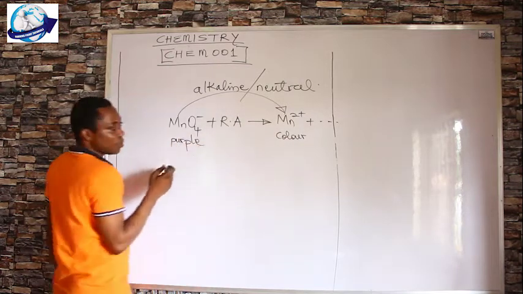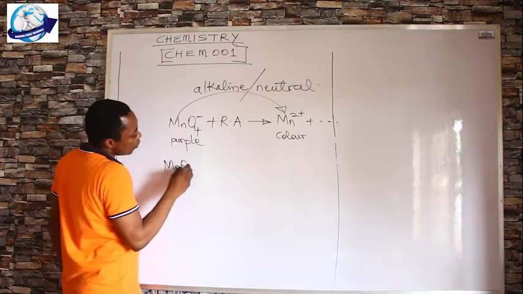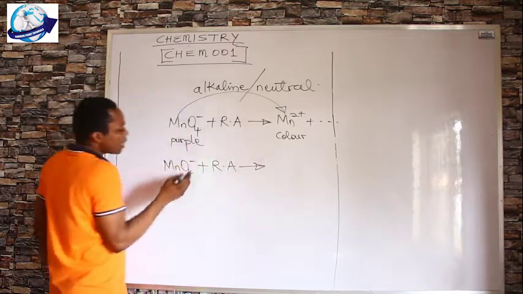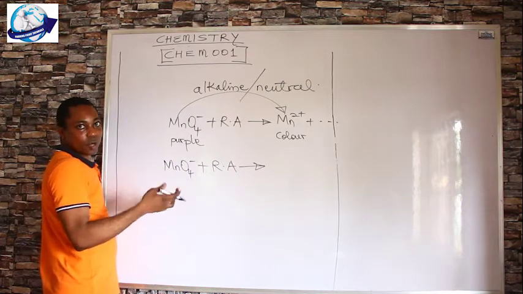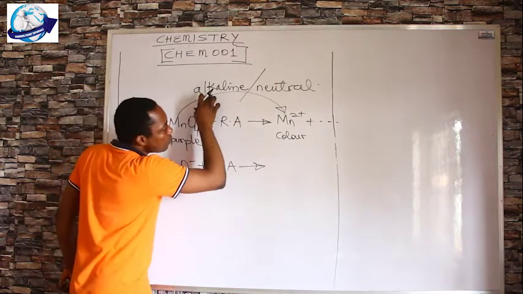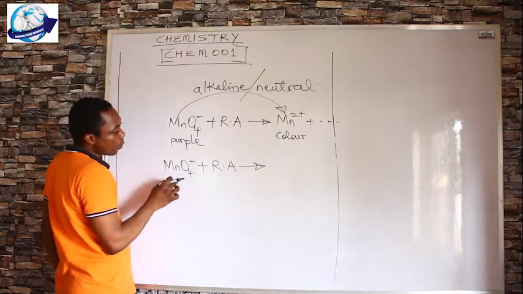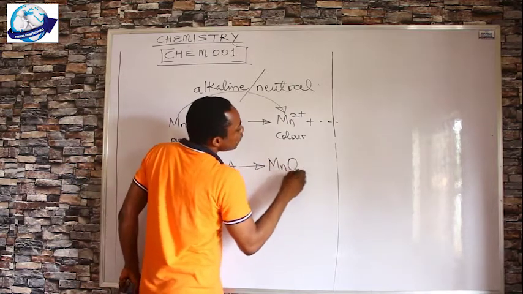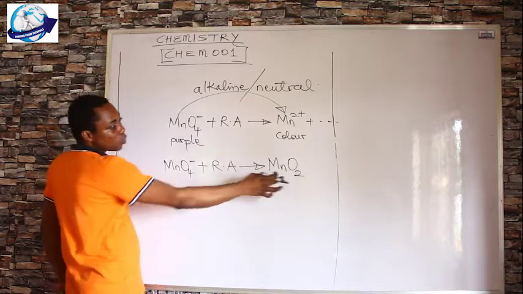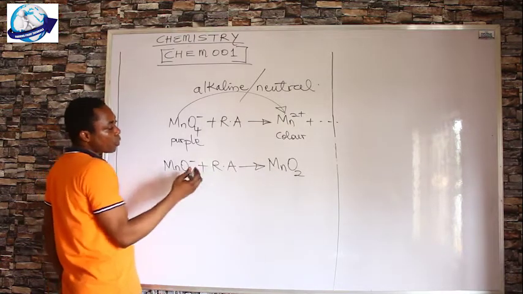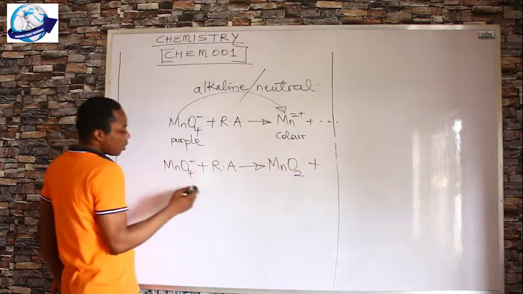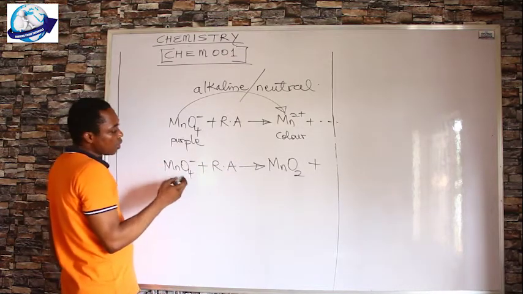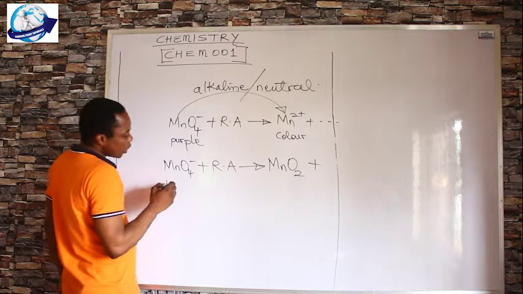What if it happens in basic medium? If MnO4 ion is reacting with a reducing agent, and it takes place in a basic medium, basic medium means alkaline medium or neutral medium. Then instead of changing from purple to colorless, it changes from purple to brown, and this is the result, MnO2, manganese 4 oxide. So in this kind of reaction, because it occurs in a basic medium, that is alkaline or neutral medium, the color change will be from purple.